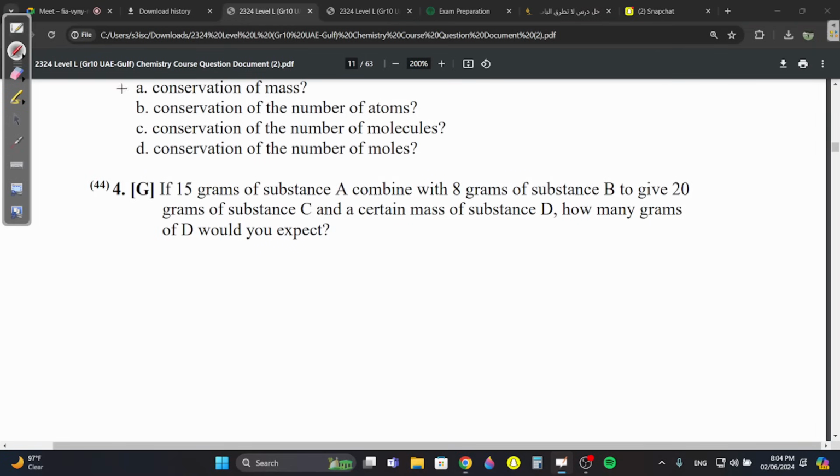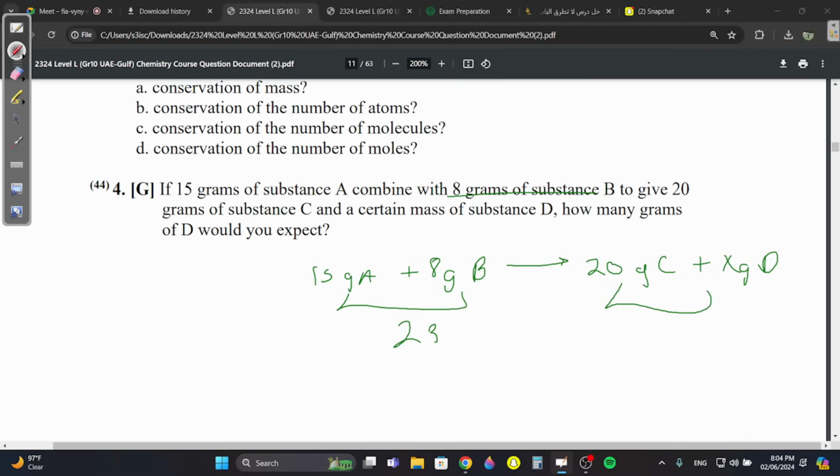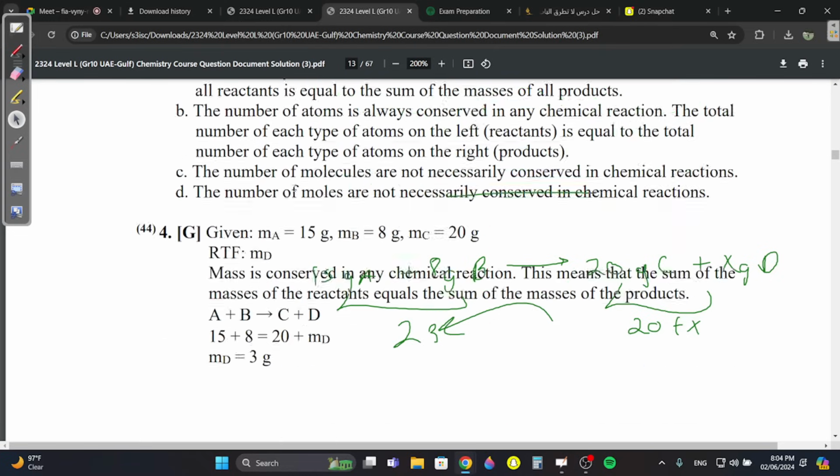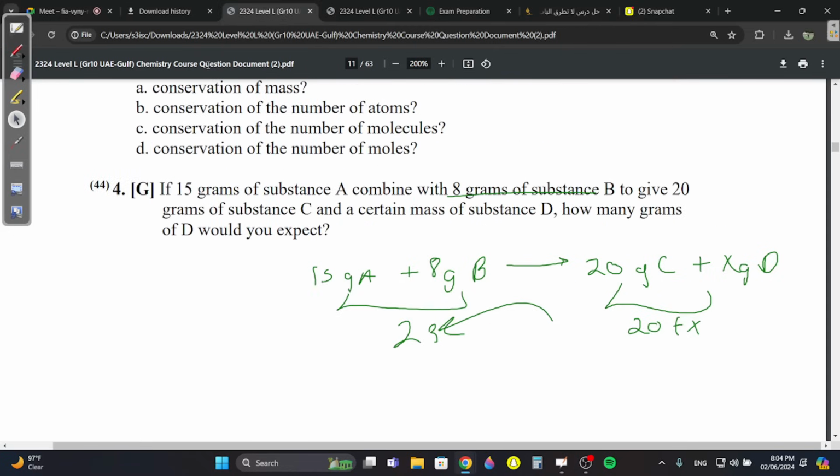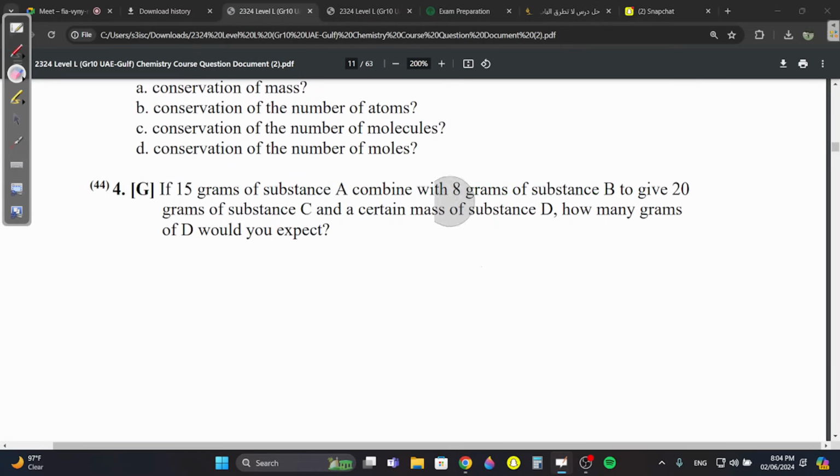If 15 grams of substance A combines with 8 grams of B to give 20 grams of C plus X grams of D, how many grams of D? I mean, it's not rocket science. 15 plus 8 is 23. 20 plus X should be equal to 23. How much would it be? 3 grams. I think, am I tweaking? Yeah, it's good. 3 grams.